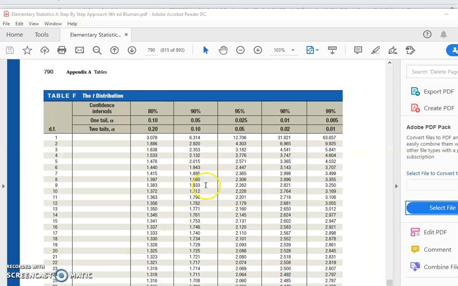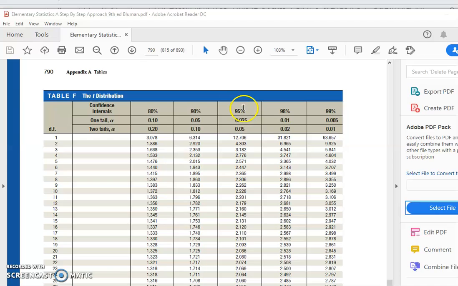Okay, so this is Table F, the so-called t distribution that's in the back of your book. Now in this particular example, n is 12. So since n is 12, our degrees of freedom is 11. The author says he wants a 95% confidence level. So remember, we're only looking at this top row here, the confidence intervals, 95% confidence level, and n is 12.